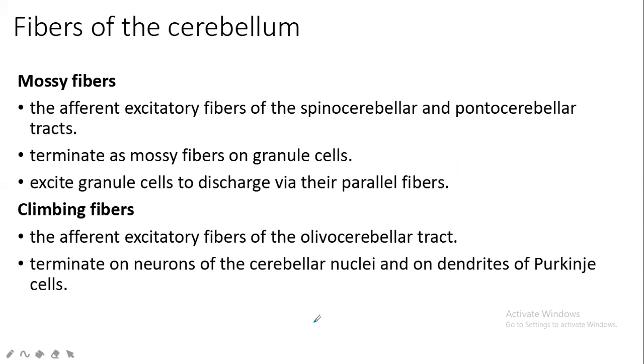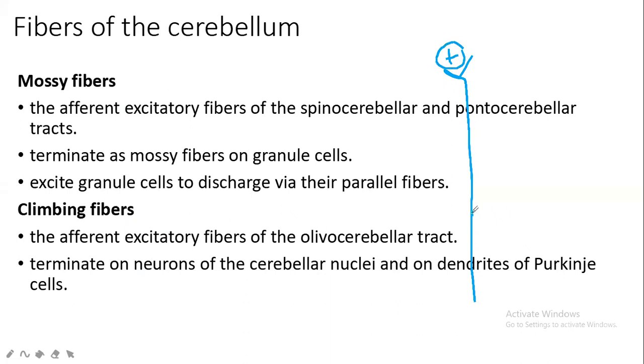Here we actually then appreciate also the climbing fibers. These are afferent excitatory fibers only coming from the olivary nucleus. And then they terminate on neurons of the cerebellar nuclei and also on dendrites of the Purkinje cells. One thing you need to understand with these afferent fibers is that if you have an afferent fiber going to the cortex, depending on the mode of action there, all of these mossy and climbing fibers are basically excitatory when they get to the cortex.